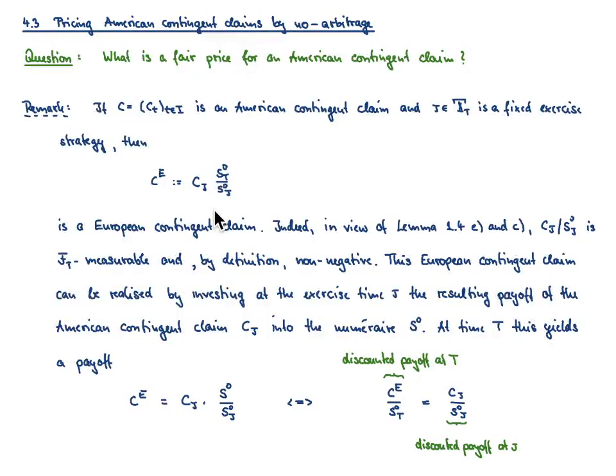And you can interpret this European contingent claim in the following way. At time tau, you take the payoff of your American contingent claim and you invest it into the numeraire at that time point. And 1 over S^0_tau is the number of shares you can buy at that particular time point. Then you keep that portfolio until the time of maturity, and then you sell that whole portfolio, and that's the total payoff you get out of that European contingent claim. You see why we have defined it that way: if we consider the discounted European contingent claim, then it coincides with the discounted American contingent claim. This will be important in the following definition of the arbitrage-free price of an American contingent claim.